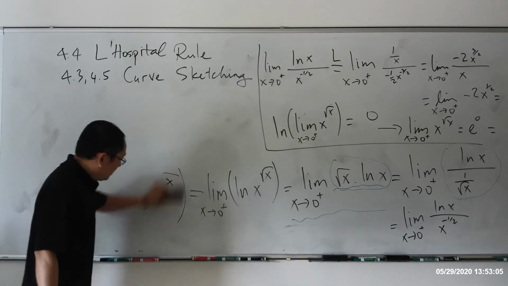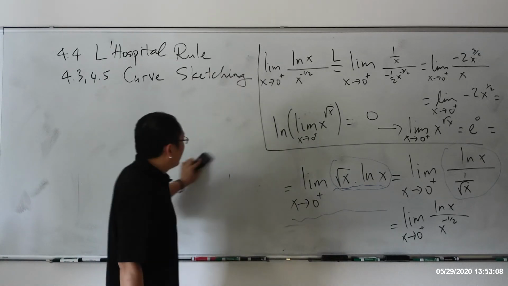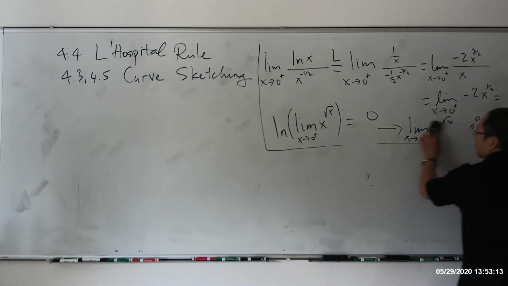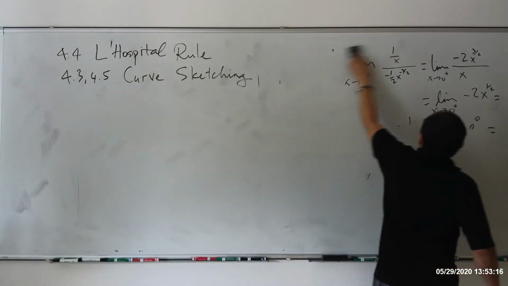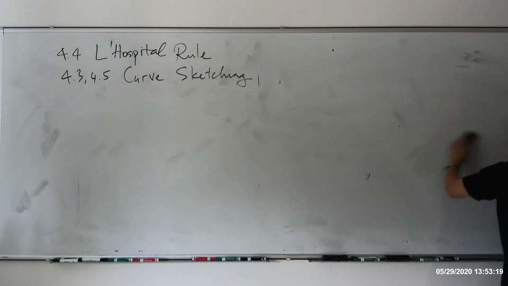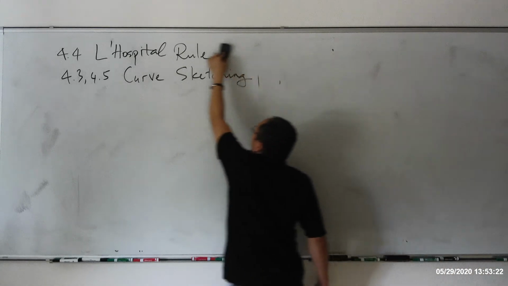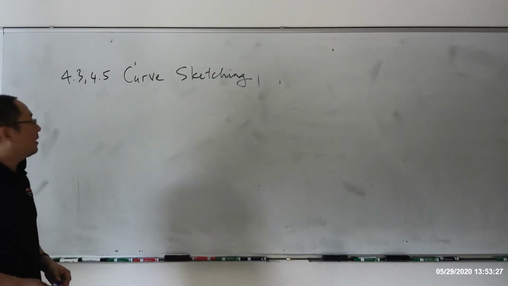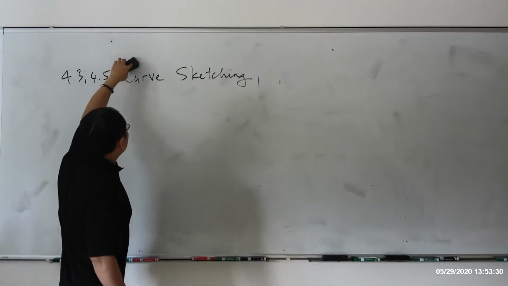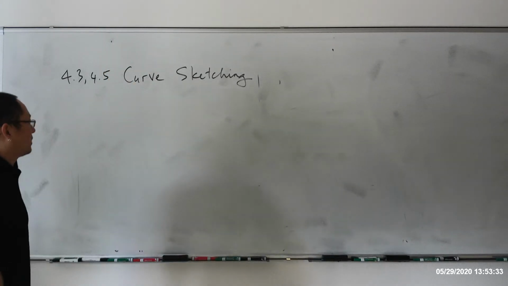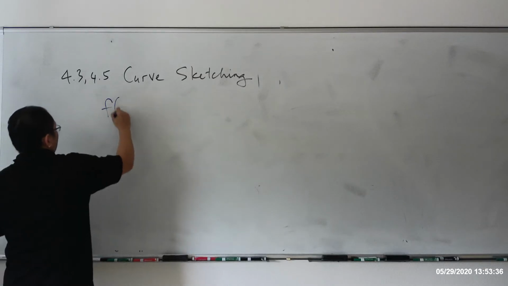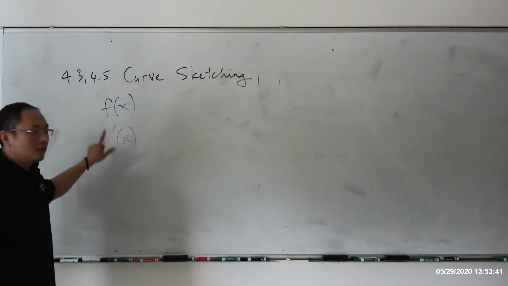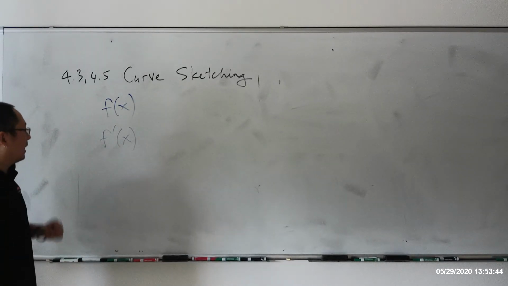Our textbook today will talk about 4.3 and 4.5. The 2 sections, 4.3 and 4.5, basically talk about how to roughly sketch a curve using our knowledge of derivative. And say you have a function f of x. You guys know that f prime of x is telling you the slope of the tangent line, right? Slope of the line.